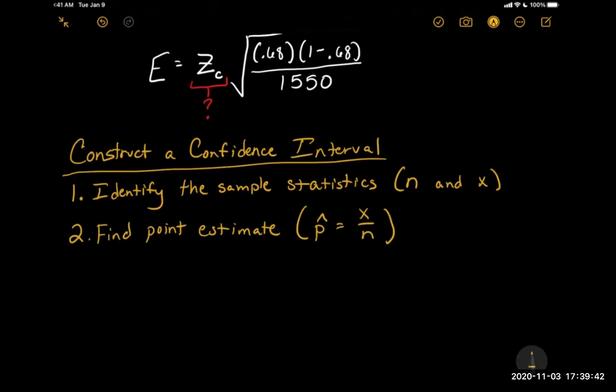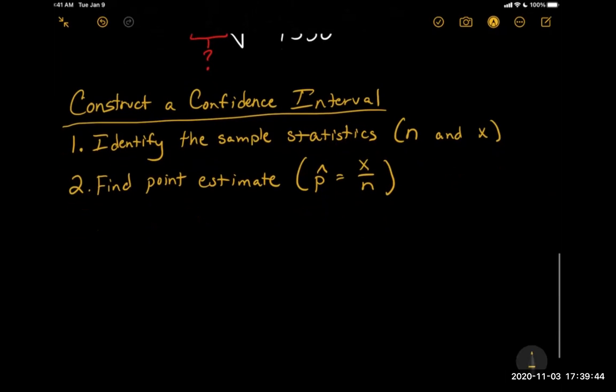Okay, now step number 3 is going to seem a little silly, but it's super, super important. Whenever we find critical Z, and this is something that you learned on Thursday, what you are doing when you use a Z-score is you are assuming that your data is normal. You are assuming that it follows the normal distribution. So before I can go any farther with this confidence interval, I have to make sure that it's okay for me to use a normal distribution.